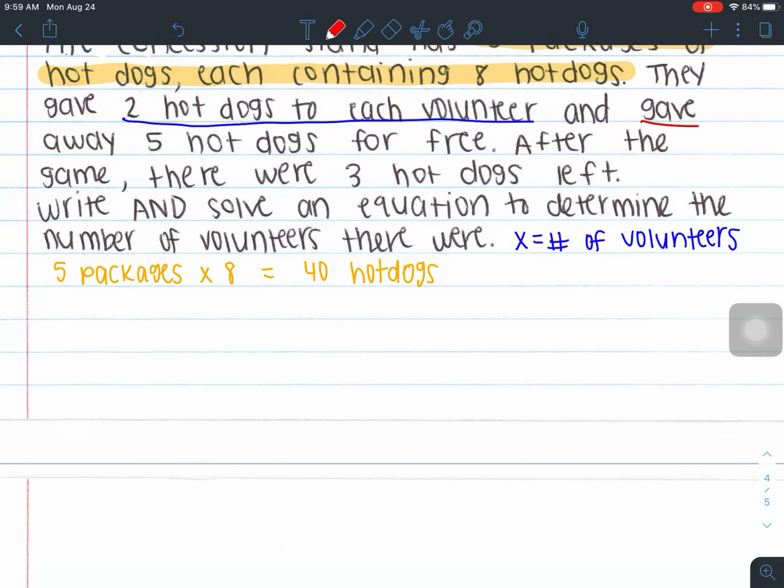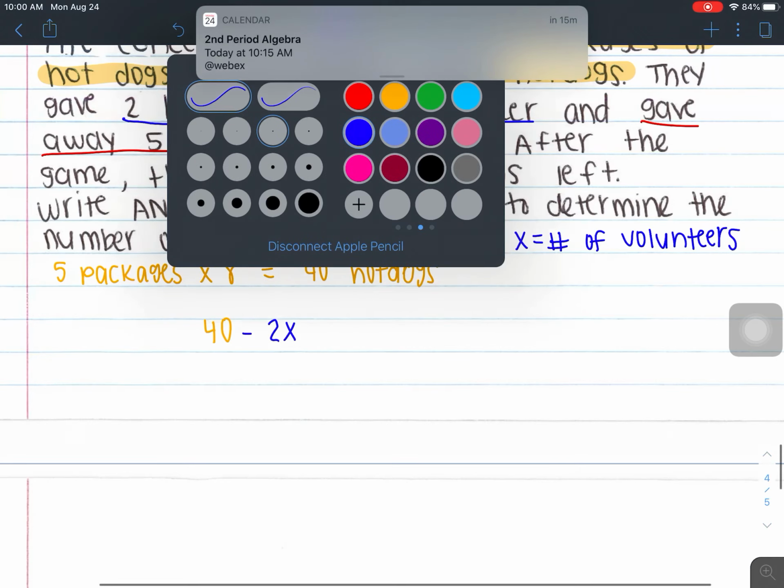And then they gave 5 hot dogs for free. So they just gave them away, it looks like. Gave them away for free. So let's go ahead and set this up. I start off with 40 hot dogs. And then they're giving 2 hot dogs away per volunteer. Minus 2X. They're giving them away.